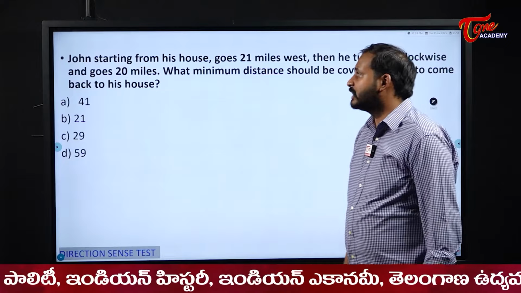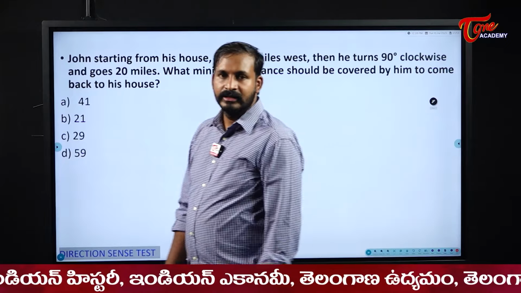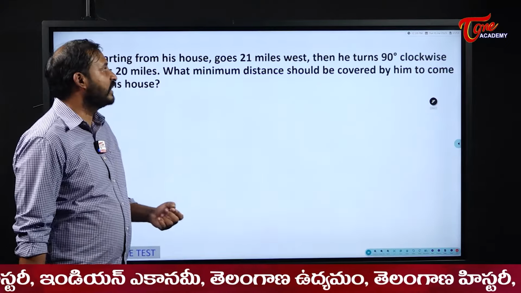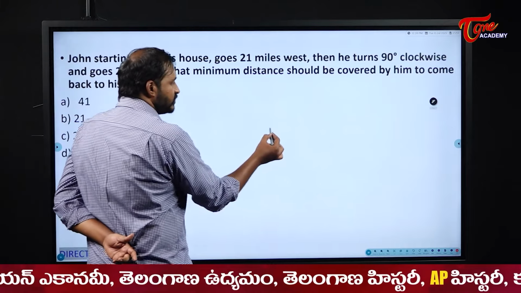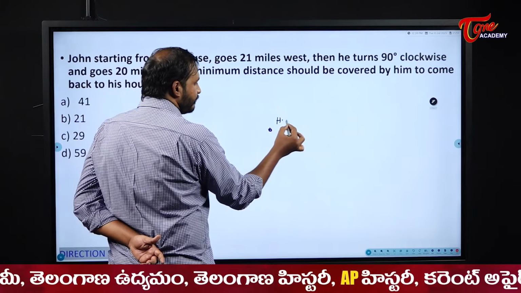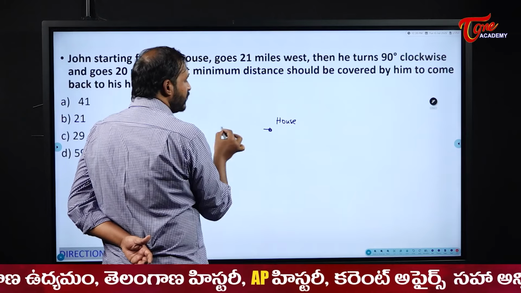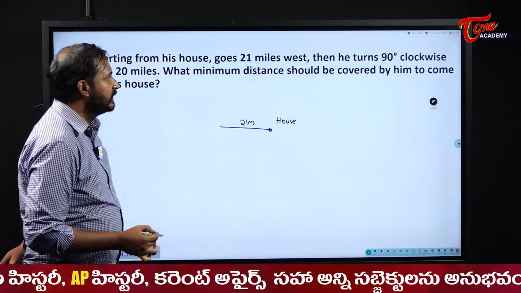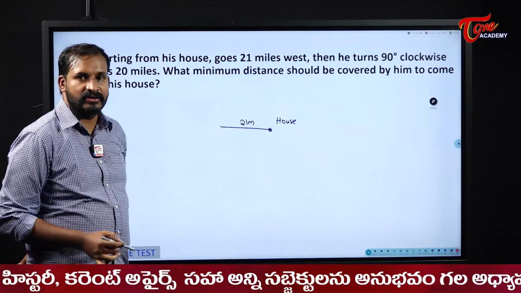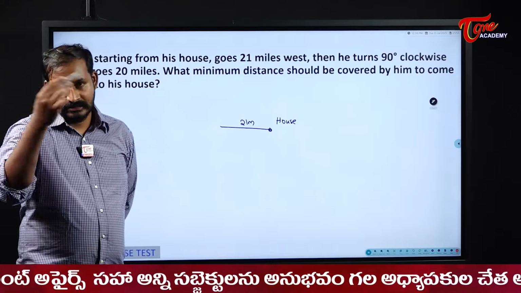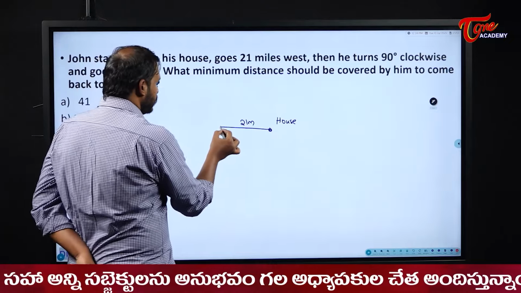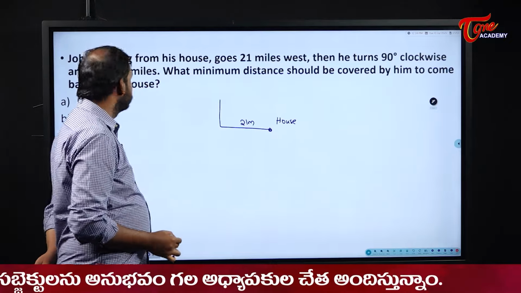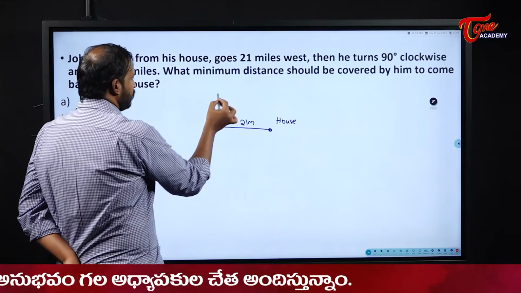Pause the video and solve it. John started from his house. Goes 21 miles west. Assume this is his house. He is going 21 miles west. Then he turns 90 degrees clockwise. Clockwise means what, students? Right side. Okay, 90 degrees clockwise. And goes 20 miles.